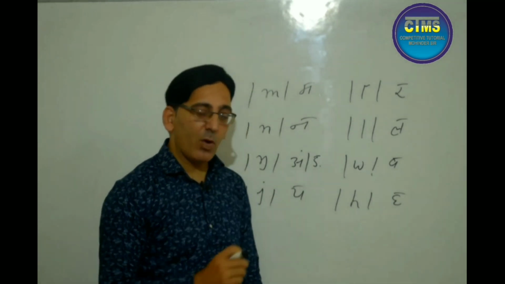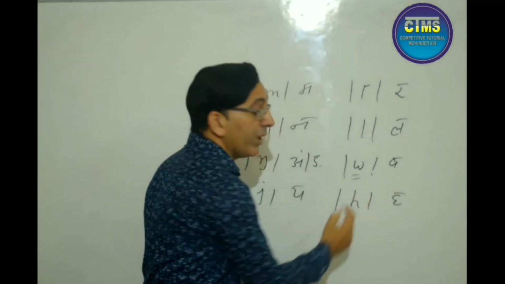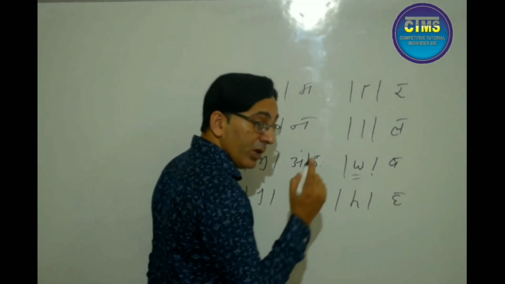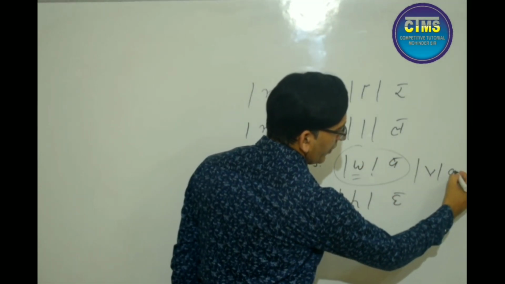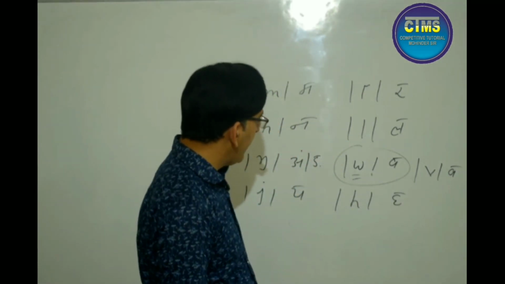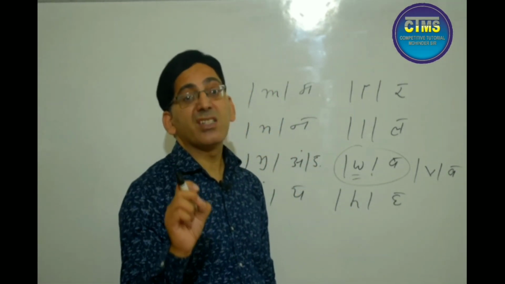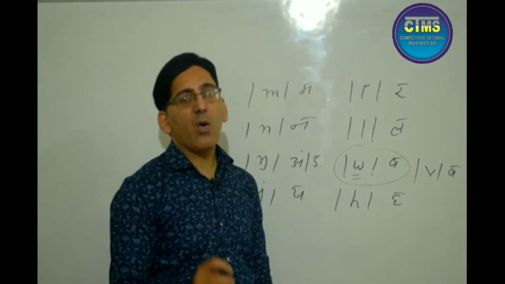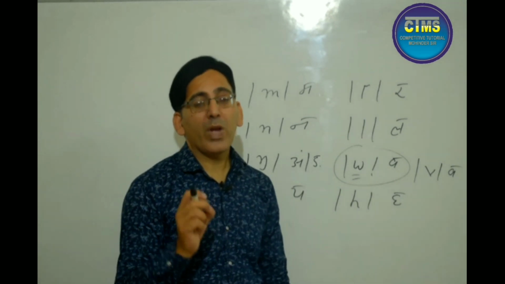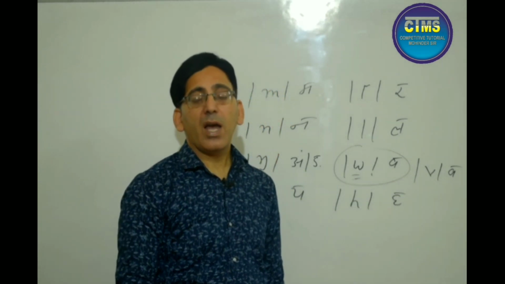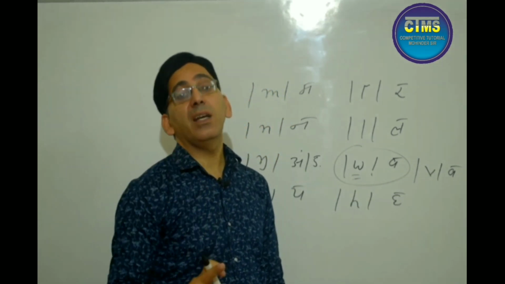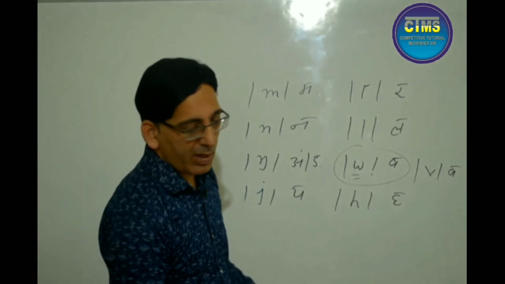Now you must have noticed that there are 2 v. One is this v sound and the second is this v sound. Similarly, there are 3 z. Clear? And now I will talk about where to use this v, where to use this v, and where to use those 3 z. So I will discuss.